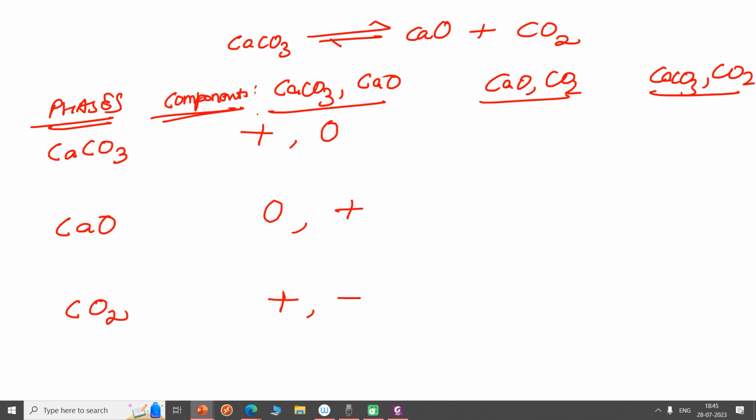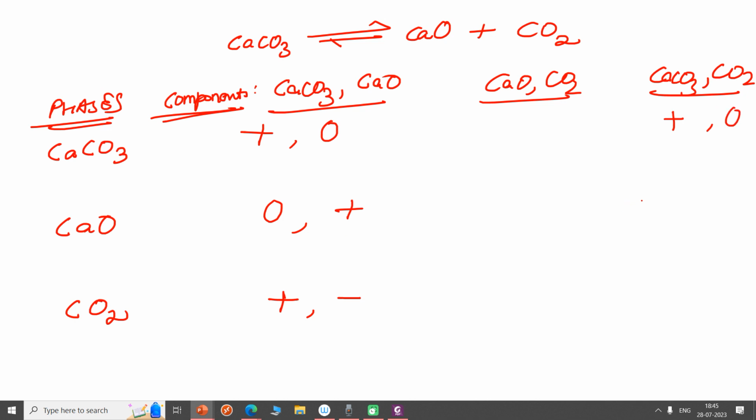And let's say in this case, if we have calcium carbonate and calcium oxide, to describe the calcium carbonate phase, we need the calcium carbonate component, right, but carbon dioxide is not needed.